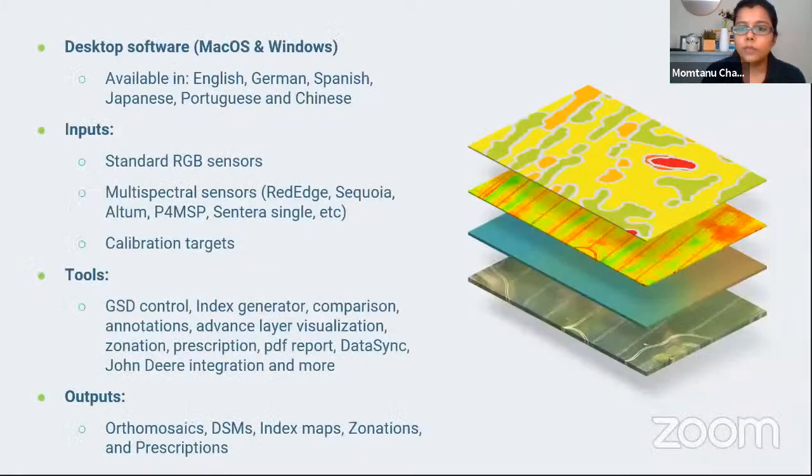You input any drone images, may it be an RGB image or multispectral image, and then we turn the drone images into actionable outputs designed for agriculture, and you can tackle the challenges in the field by converting those drone images to orthomosaic, vegetation index maps, zonation maps that can help you maximize the operational efficiency.